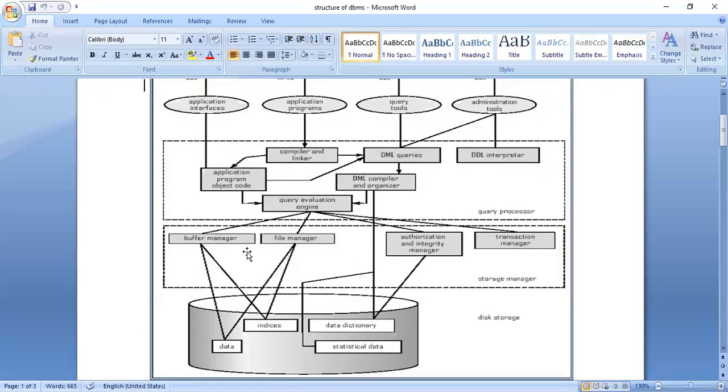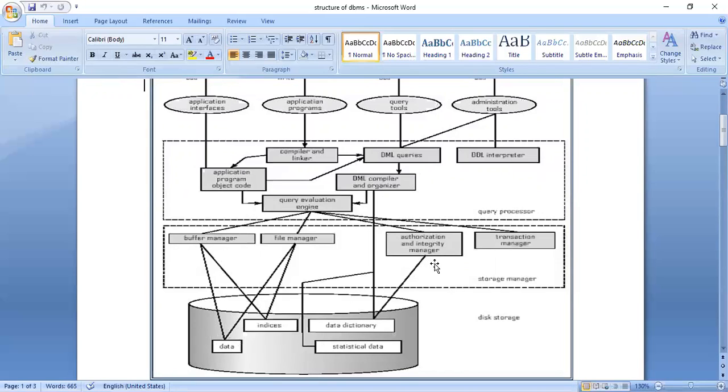If you look at each of these storage managers, the buffer manager and file manager are used to store the data. The buffer manager is used to store the data, and the file manager also stores the data. Besides this, the buffer manager and file manager work with the indices, nothing but the address values, and store the data.